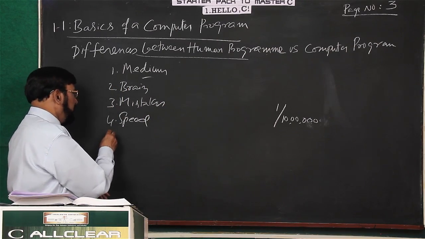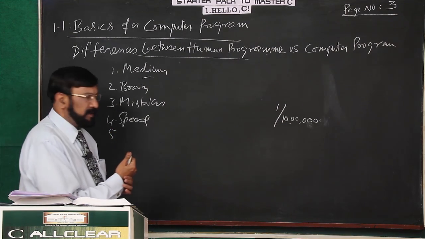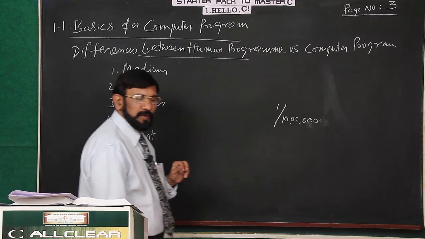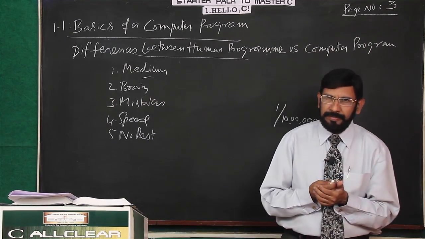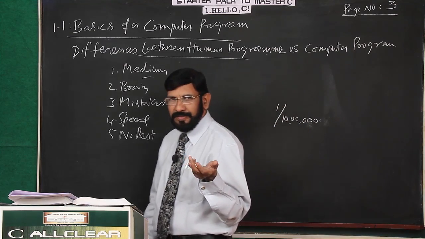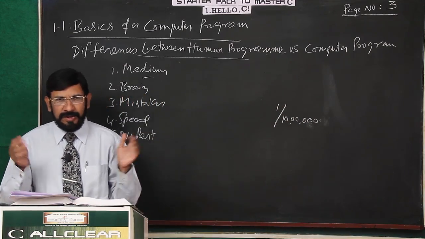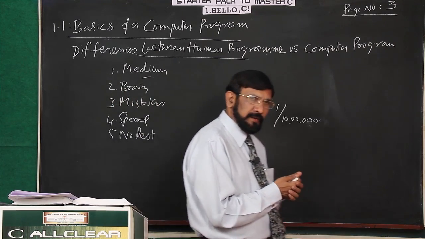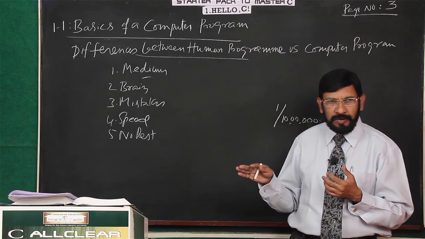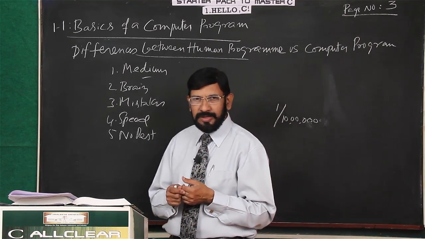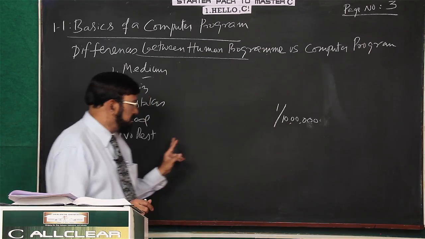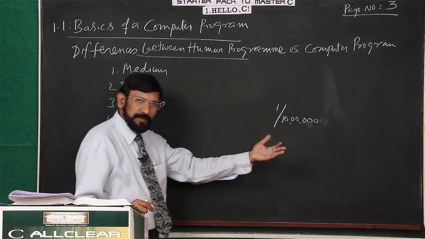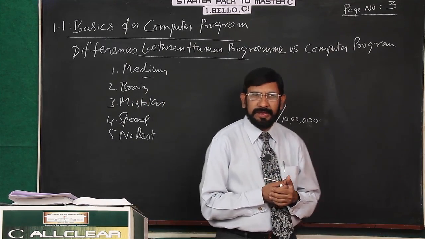And number 5, the strength of the computer. It does not require any rest. Suppose you give work to your assistant, many times he wants rest, and he can work for a limited period of time. He cannot work for 24 hours, 365 days. But a computer can work 24 hours, 365 days also, continuously. So that is another strength of the computer. It does not require any rest. So continuously you give input and it performs its job without any error.